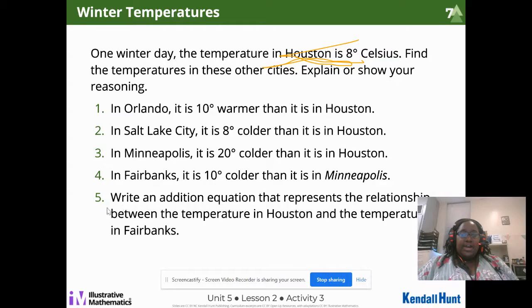And then finally on 5, it says write an addition equation that represents the relationship between the temperature in Houston and the temperature in Fahrenheit. So on this one, you're actually going to give an equation versus 1 through 4, where you're just giving an actual solution.